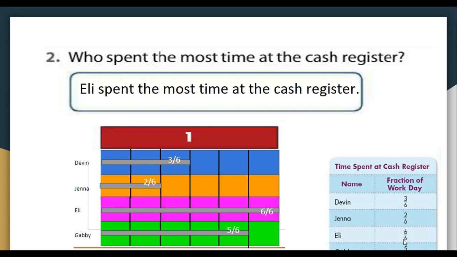If you look at the strips, you will note that Eli spent the most time at the cash register because in comparison to all of the other workers, he spent 6/6 of his workday, meaning his whole workday, at the cash register. So he spent the most time.